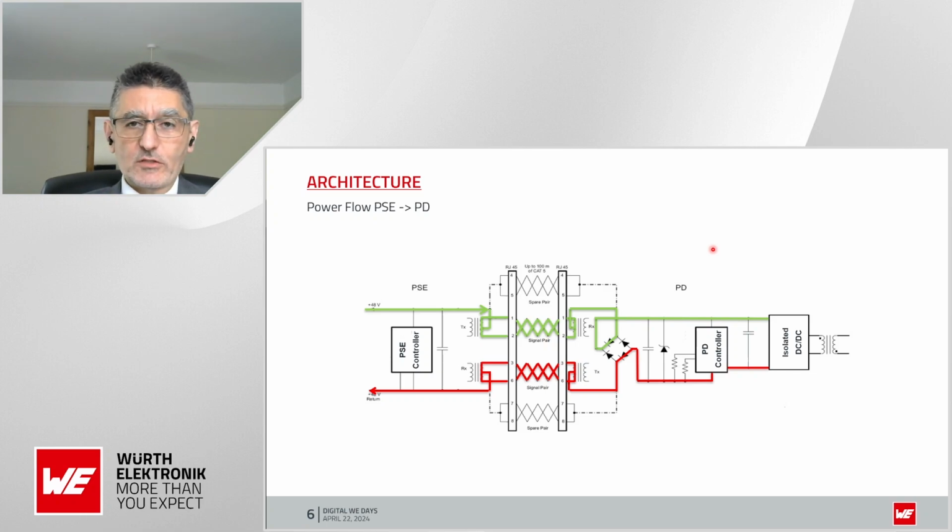How is power transferred? So this is just to give you a brief overview of the architecture of that system. So we start off with power sourcing equipment on the left-hand side. That is where the power is injected. It gets transferred through the Cat5 or Cat6 Ethernet cable along a 100-meter run, and then gets picked up on the power device side of things.